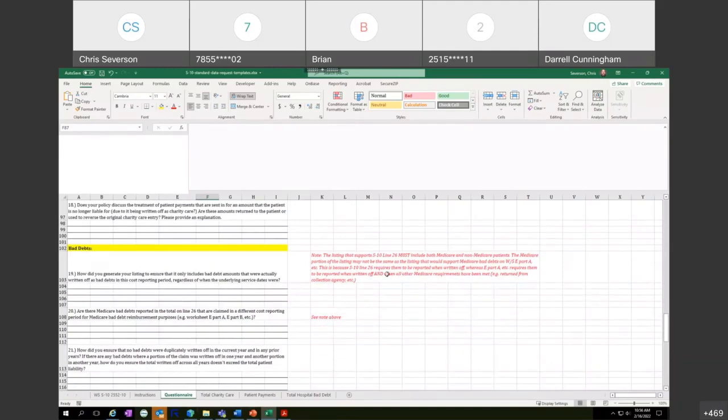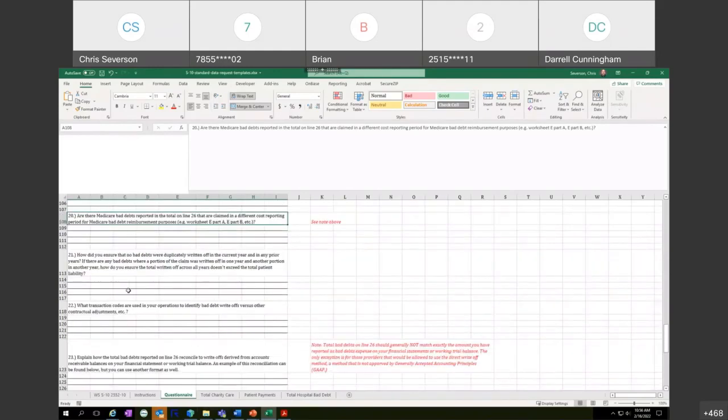Bad debt, I just really wanted to stress again with this note I added this year that line 26 has to be both Medicare and non-Medicare, and it can't just be a separate Medicare bad debt list from E-Part A. We need to know when they were written off. And line 20 really hits on that. Were there any Medicare bad debts reported on line 26 that are claimed in a different cost reporting period for Medicare bad debt reimbursement, E-Part A, E-Part B? It's quite common that this will happen, and we just wanted a little indication of it if that happens. You don't need to list every single one out or anything like that.